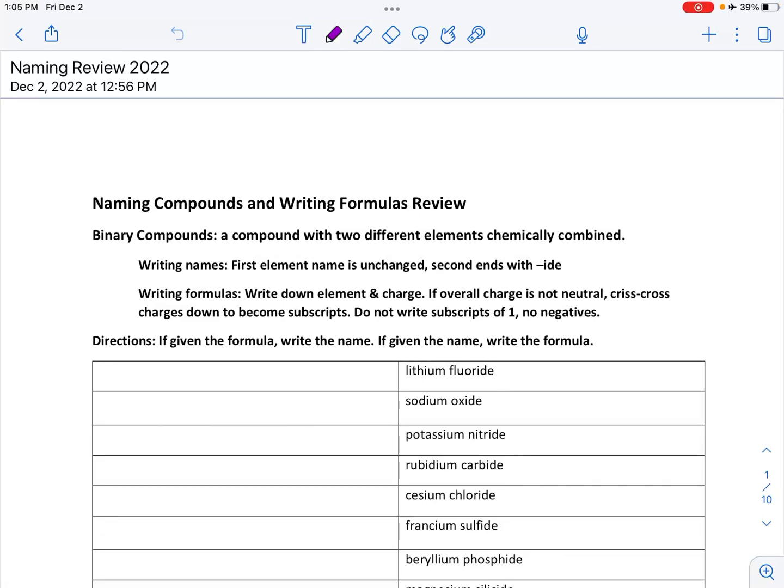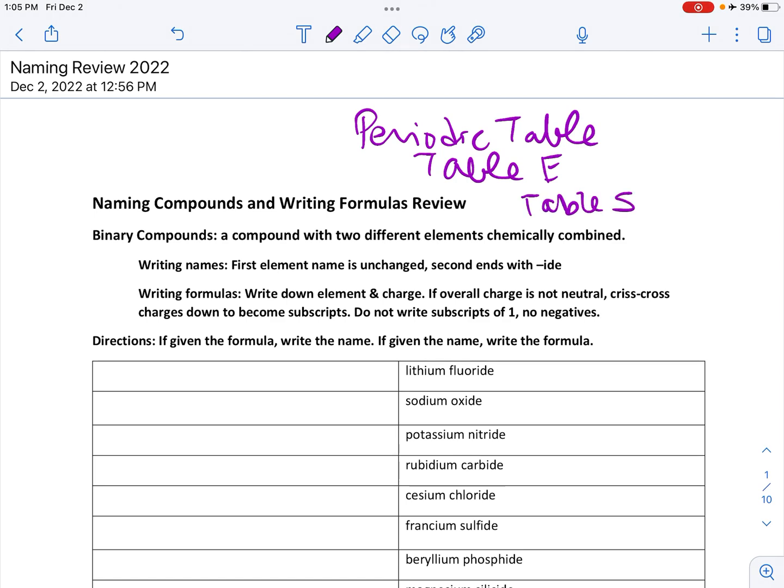All right, so this is the naming review packet. Make sure you have your reference tables out. We're going to need the periodic table, and we're going to need table E for the polyatomics, and you might also need table S to help with element names. So the first sheet has to do with binary compounds.